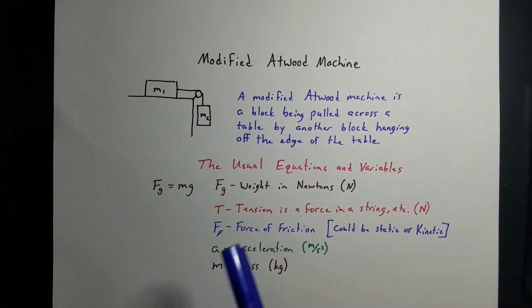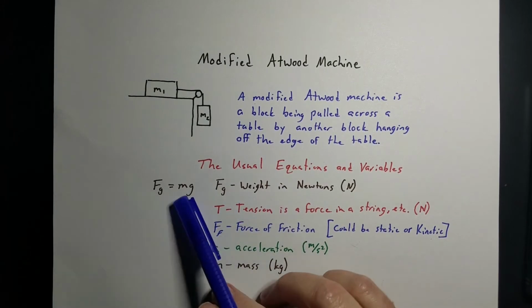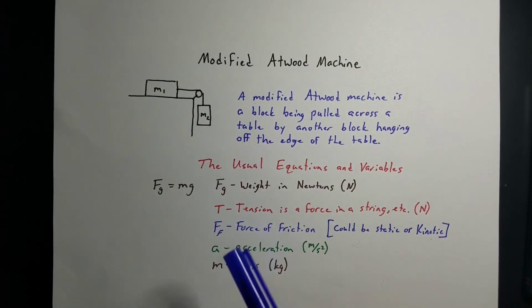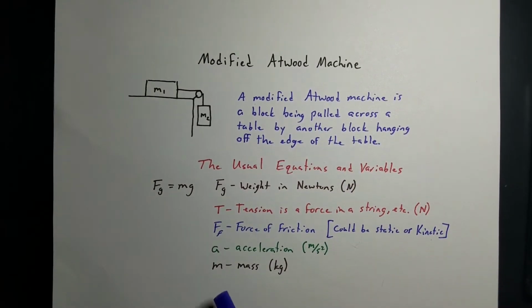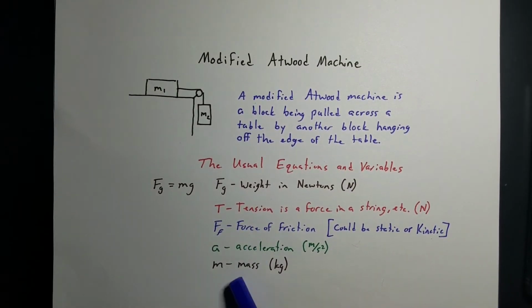We've got our usual cast of characters. We've got the weight of the object, we've got tension, we've got friction. We also have normal force in there. We've got acceleration, and we've got the mass.